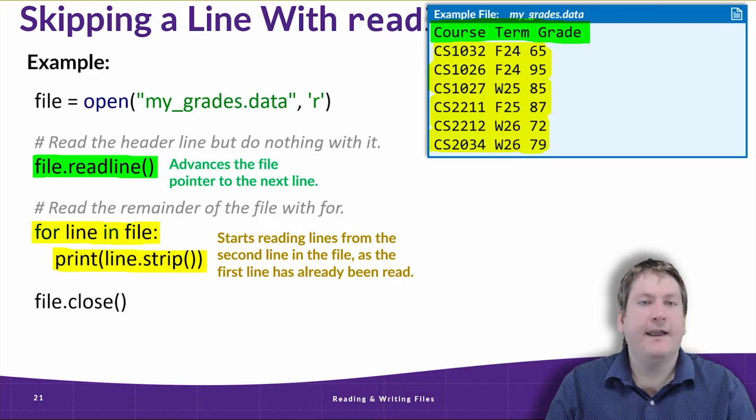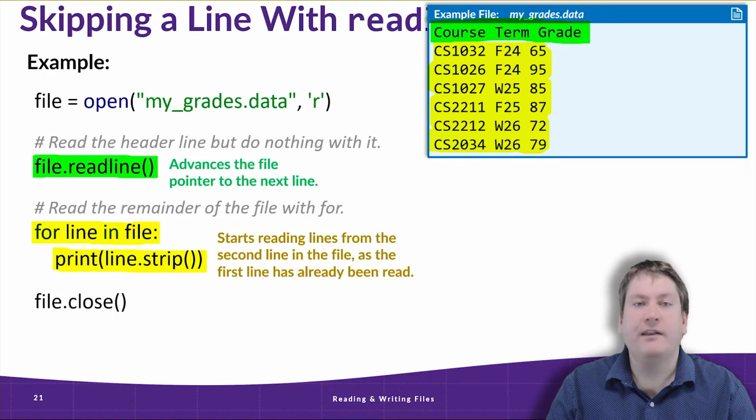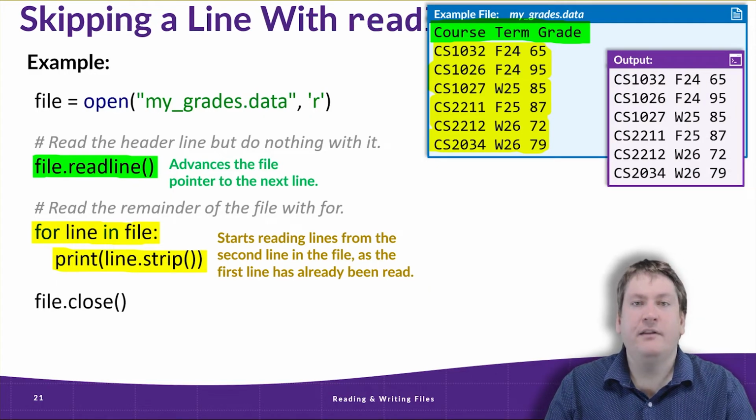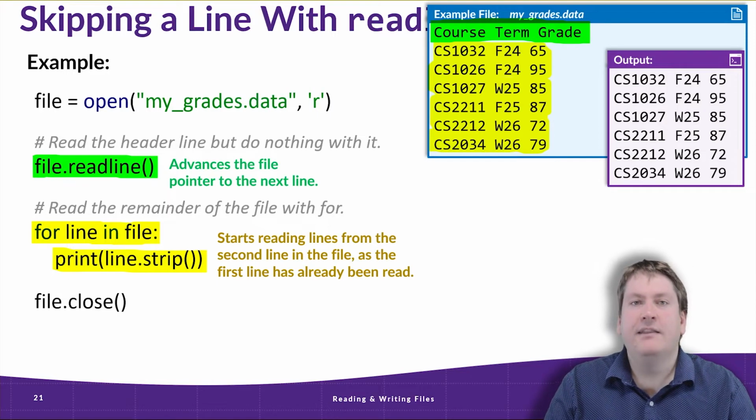Because we've already read in the header, that means this for loop is going to start at the second line in the file. And what this for loop does is it simply prints out each line with any white space removed at the beginning and the end. It does that using strip. So the output would look something like this, which is the file, but with the header removed, because we read it in, but we didn't output it or do anything with it. Then finally, we close the file.